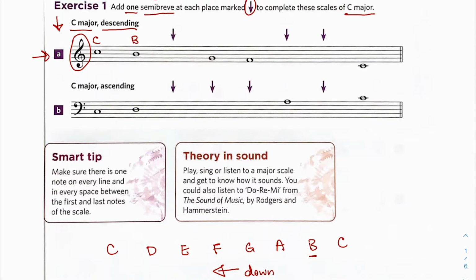B is here. So if we keep falling down, the next note would be an A. So we write A here. And A would be in the second space on the staff. Then we have a G, F. After F, the next one is E. Let's write down E here. And E will be on the first line of the staff. From E, we will fall down to D. D would be below the first line. And finally, we end on middle C.